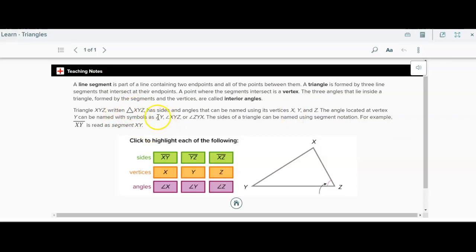With angles, we can label this angle a few different ways. We can call it either angle Y, or angle XYZ, or angle ZYX. So you can label the angle with just one letter if it's easy to figure out, or you might have to sometimes use all three letters, but the vertex is always in the middle of those three letters. So XYZ or ZYX, you can call that.